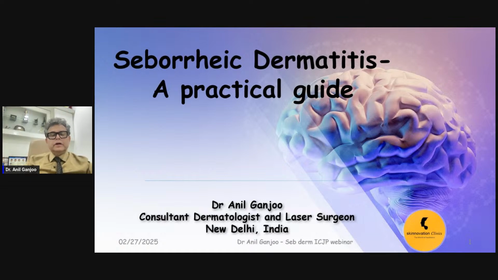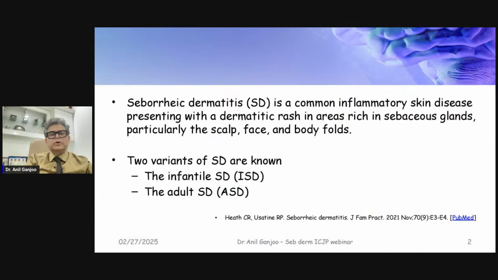We are talking about a common condition amongst both infants and adults called seborrheic dermatitis. I'm going to talk about some practical points about this condition and where the general physicians can take care of this and where they need to refer to a dermatologist. Now, seborrheic dermatitis is a chronic inflammatory condition of the skin. It happens in the so-called seborrheic areas of the body, basically the ones where there are a lot of sebaceous glands, like the scalp, the face, the body folds, and it has two variants.